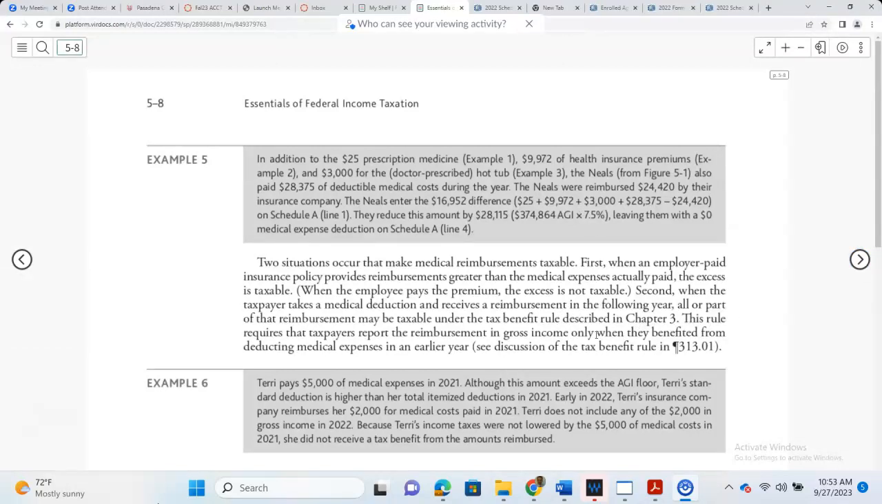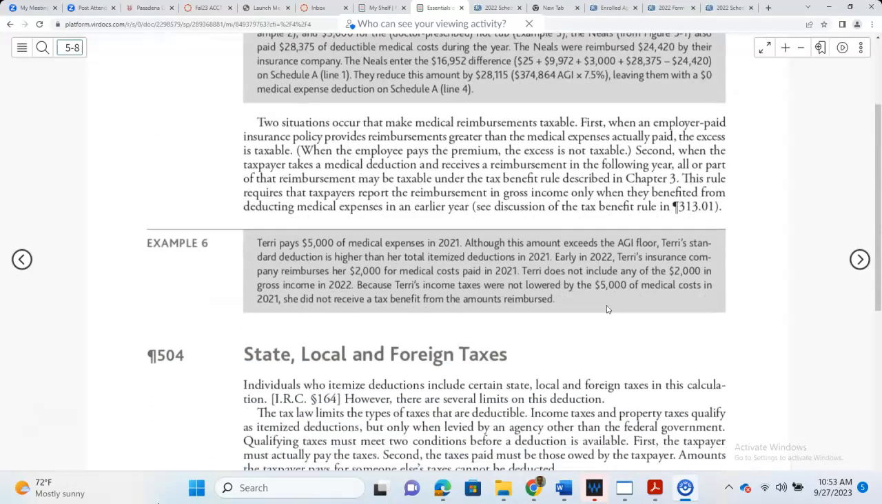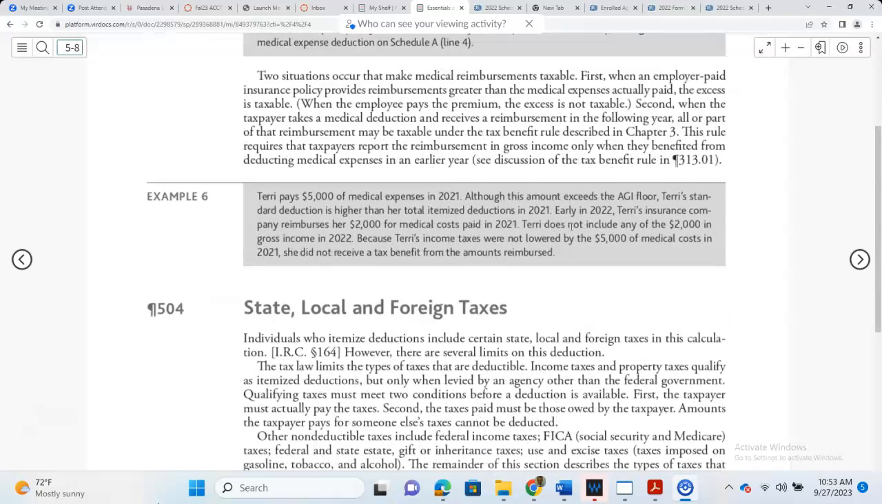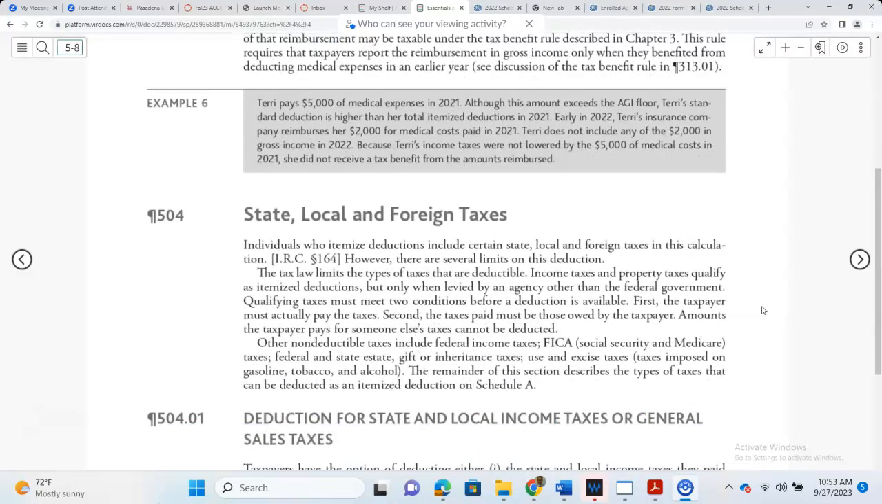There are some prescription examples here that you can read if you like, but we're not going to spend time on this. This is your reading for after class.